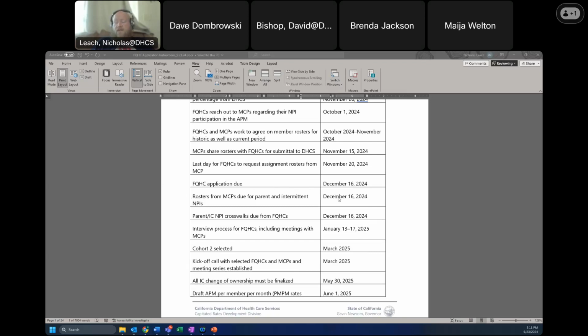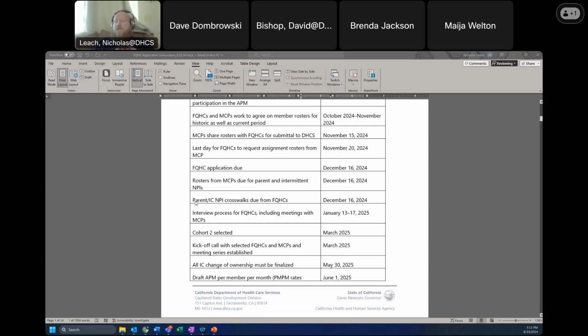Rosters from the MCPs are due with the parent and intermittent NPIs as appropriate. And then there's also the parent NPI, intermittent clinic NPI crosswalk from the FQHCs that will be due that day. So all materials due on the 16th.